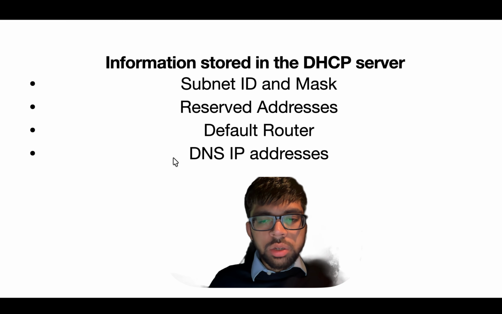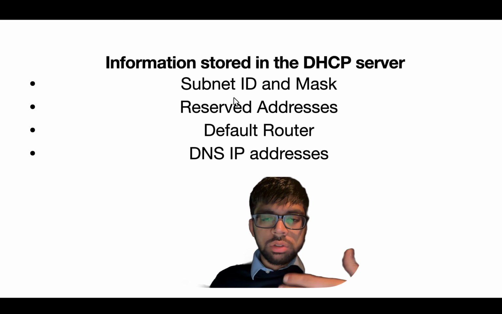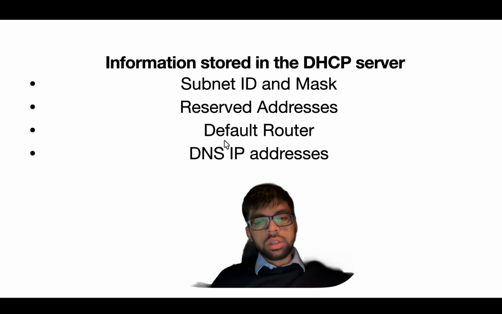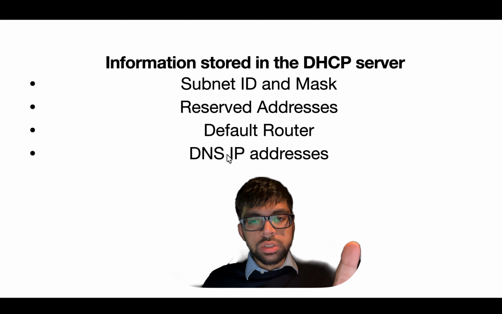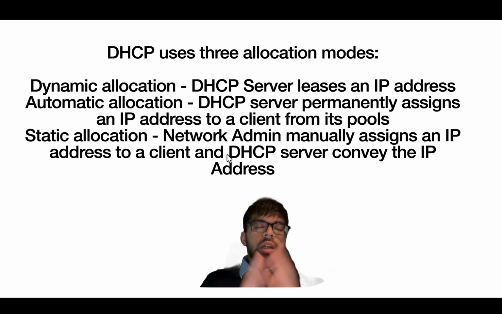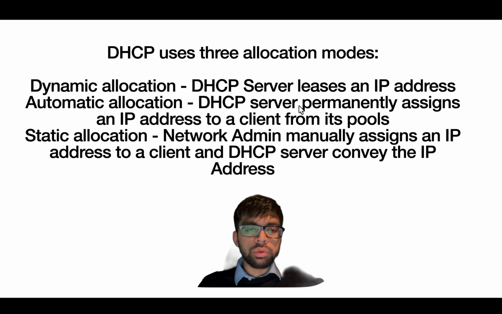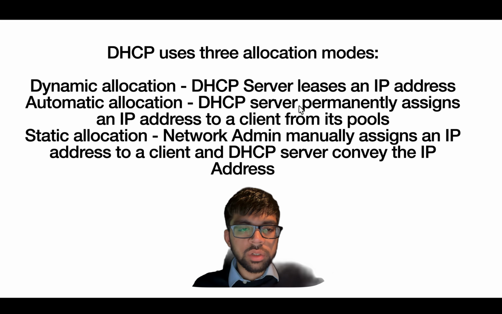So what we need to remember is that the information stored in the DHCP server is the subnet ID and mask, reserved addresses, the default router, okay, the default gateway, default router, same thing, and the DNS IP addresses. There are 3 allocation methods being used. Dynamic allocation is when a DHCP server leases an IP address. Automatic allocation is the DHCP server permanently assigning an IP address to a client from its pools. And static allocation is when a network admin manually assigns an IP address to a client, and the DHCP server conveys the IP address.